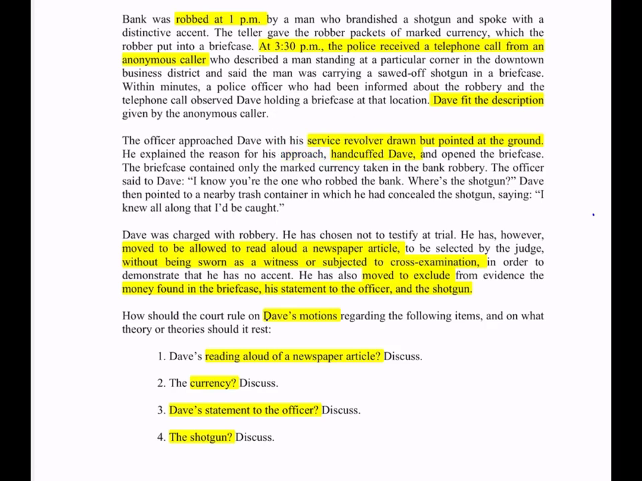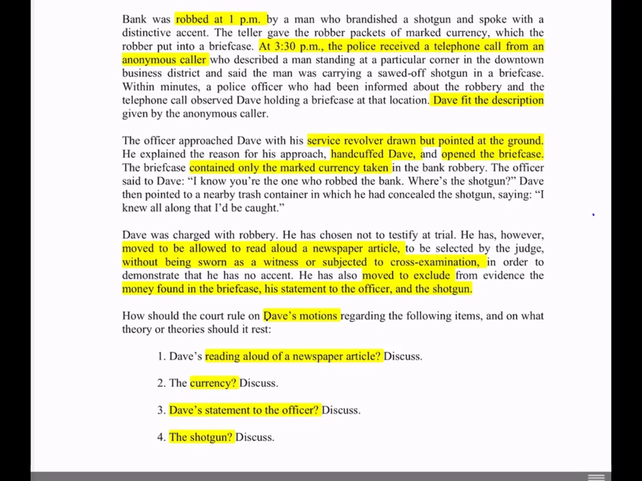The briefcase contained only the marked currency taken in the bank robbery. The whole issue in these facts is whether the officer had probable cause. So I need to know what it takes to have probable cause. And that's what I'm going to be analyzing. And I think this one's a close call, but we'll come to it later.